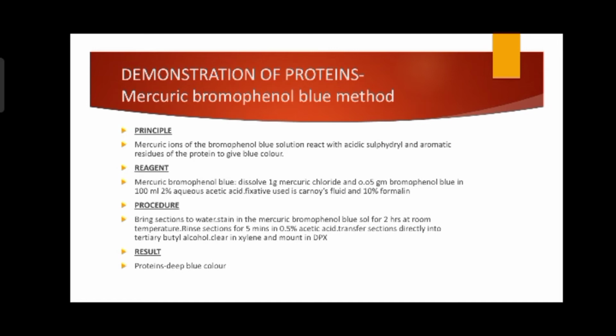First, let us see the principle. This bromophenol blue is an acid dye and can normally combine with the basic groups of proteins. And the mercuric ions of this bromophenol blue solution react with acidic and aromatic residues of this protein to give blue color. So this is about the principle.